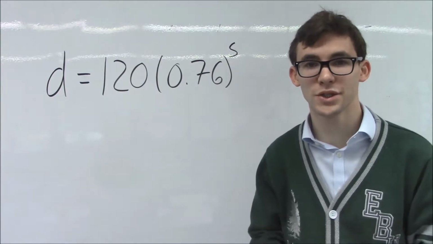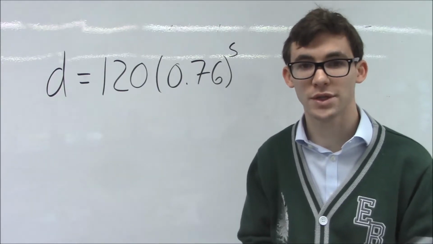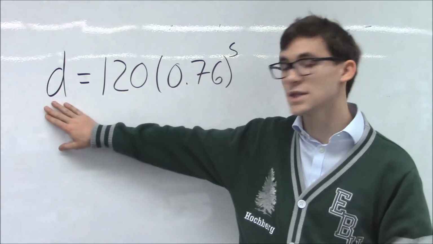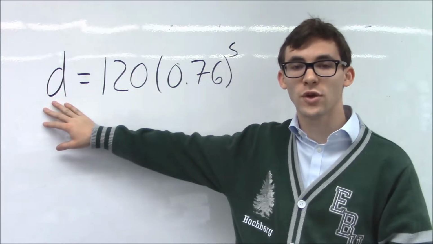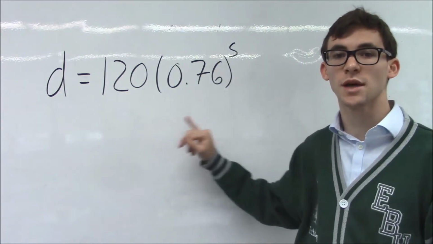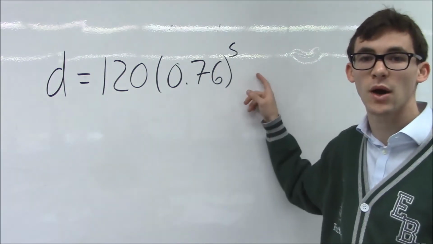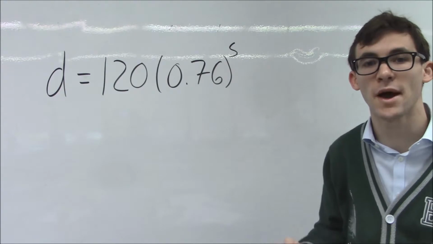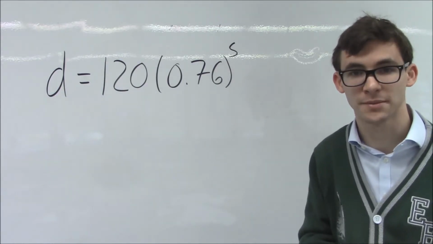Along with washing my dishes, I also had to sweep my floors. Now, I know the amount of dust, d, on the floors in my apartment is represented by this equation, d equals 120 times 0.76 to the power of s, where s is the amount of minutes that I spend sweeping.